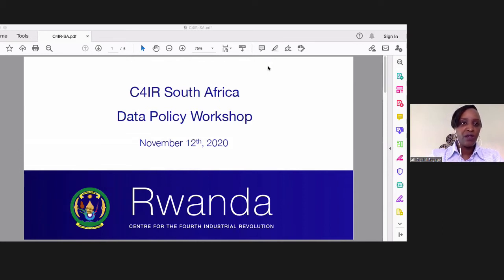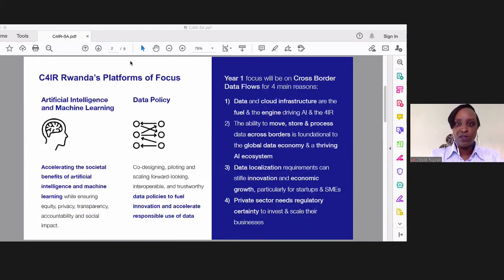So perhaps I can start by giving just a brief background of the C4IR Rwanda and where we are today. We are in our first year of operation, so it's very much still in startup mode. But as a country, Rwanda has decided to focus the C4IR's work in two primary areas. One is artificial intelligence, and the other is data policy, much like the C4IR South Africa. So we've spent the last several months doing a detailed mapping of Rwanda's AI landscape, as well as the policy and the regulatory environment that is required for us to support and accelerate our ambitions as a country.